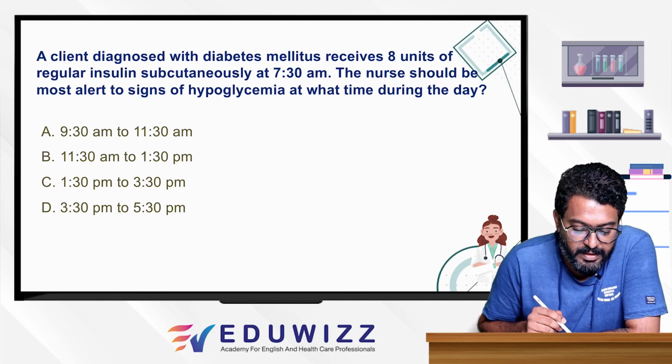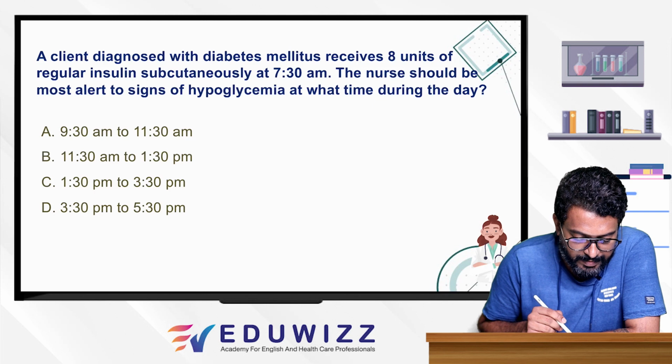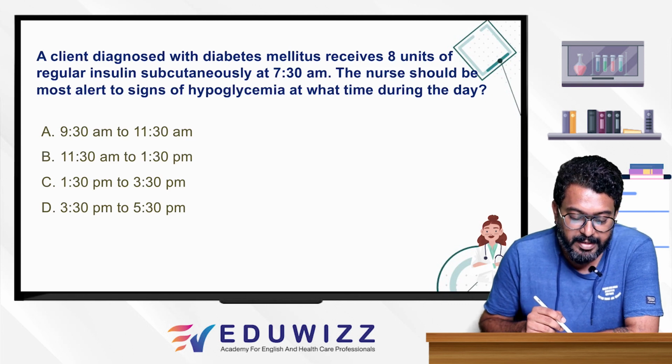Next question. A client diagnosed with diabetes mellitus receives 8 units of regular insulin subcutaneously at 7:30 am. The nurse should be most alert to signs of hypoglycemia at what time during the day? A. 9:30 to 11:30 am, B. 11:30 am to 1:30 pm, C. 1:30 pm to 3:30 pm, and D. 3:30 pm to 5:30 pm.